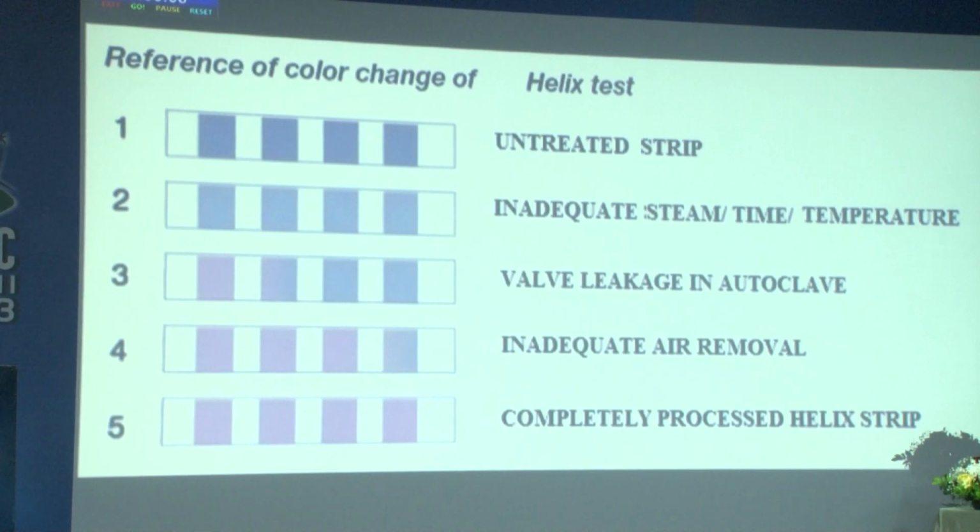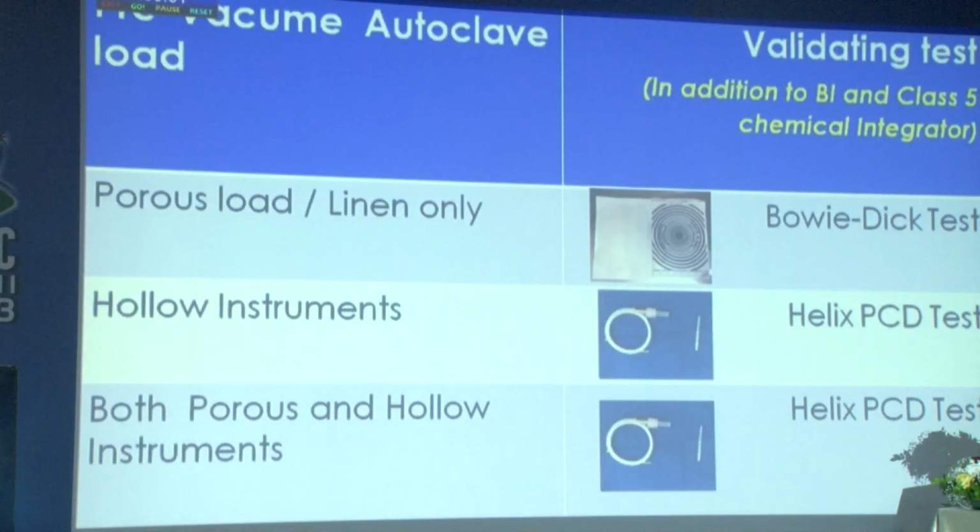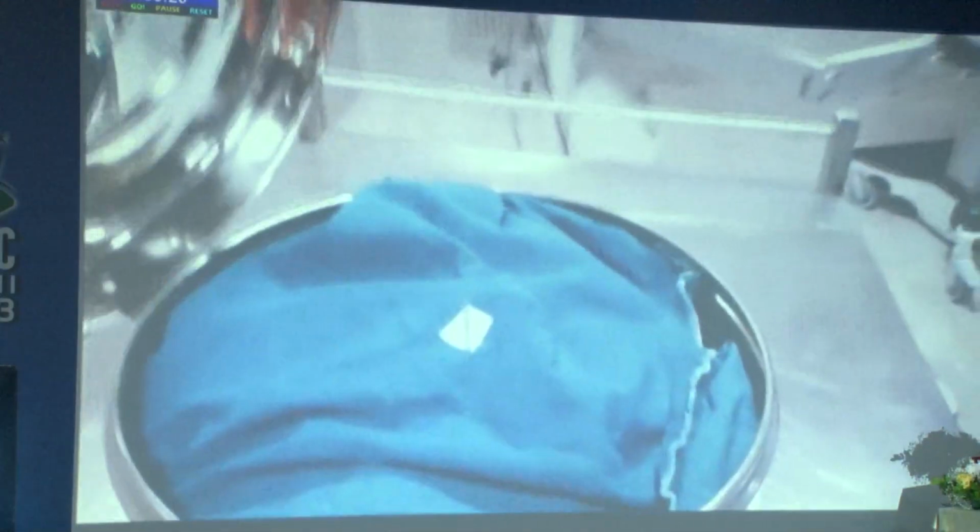This is a troubleshoot for your helix test. Based on the color change, you can see what has gone wrong. So if you're using porous loads, use the Bovidic or a hollow instrument, and both porous, use the helix PCD test, which is called the process challenge device.